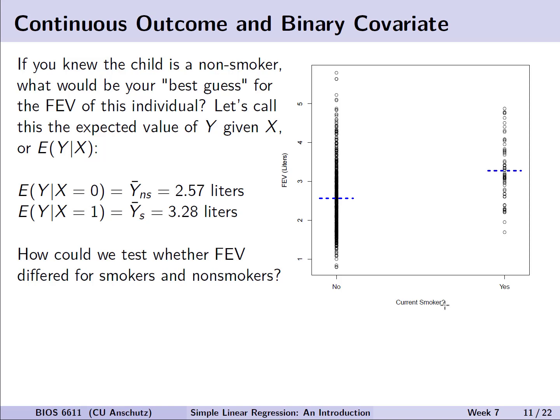Now we see at right-hand side here, we have a scatter plot type figure where we plot out just non-smoker or smoker status based on that cross-sectional survey. And we plotted then the mean within each of those groups, which we see summarized over here to be 2.57 liters and 3.28 liters for non-smokers and smokers respectively.